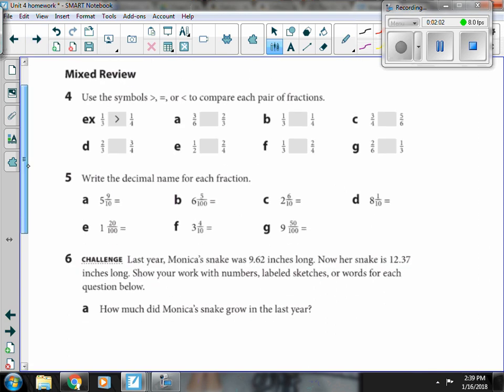On the back, it's a good mixed review of all of the things that we were talking about from our last unit. So for A, we're comparing these. 3/6 is equal to half. 2/3 is more than half, so 2/3 is bigger.